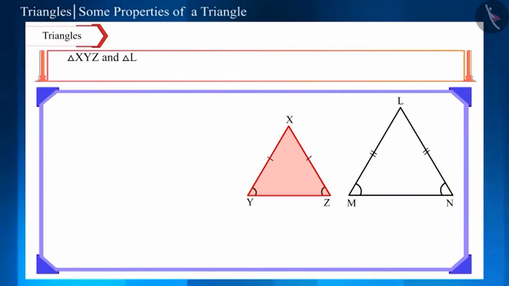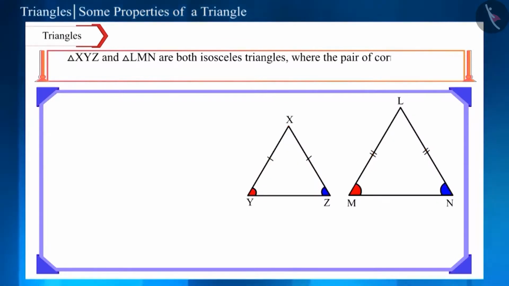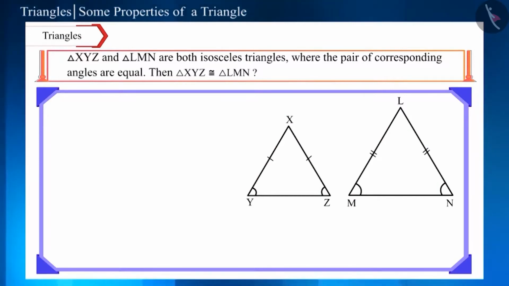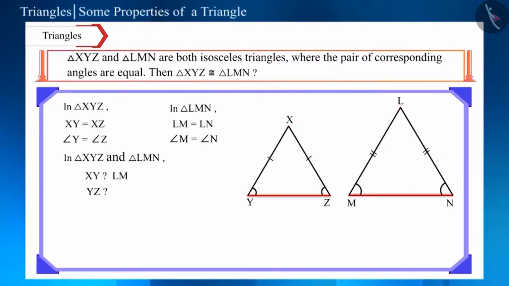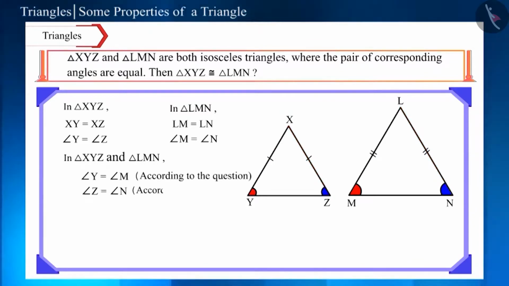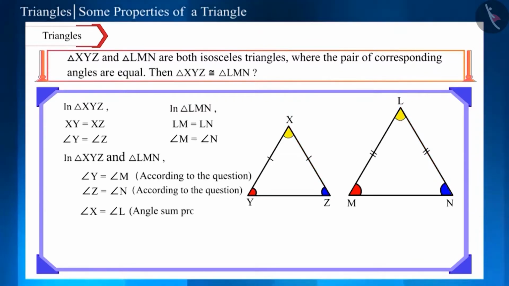Let's look at another question. Triangle XYZ and triangle LMN are both isosceles triangles. The pair of their corresponding angles are equal. So, are these triangles congruent? Friends, these two triangles are isosceles triangles. But there is no information given about the sides of these two triangles. And it's given that a pair of their corresponding angles are equal. So the third angle will also be equal.